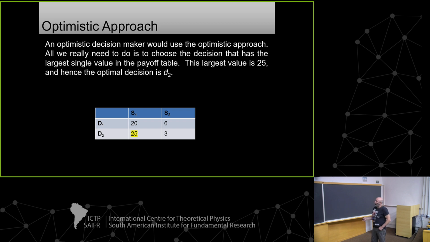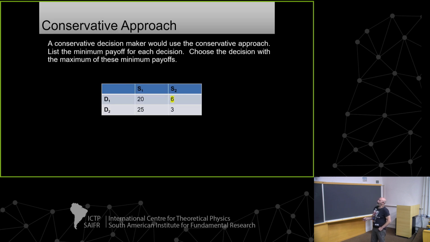On the contrary, a conservative decision maker will choose 6, because he or she will consider that the worst scenario is the one that is going to happen. This is the worst scenario because the payoff is lower than here. But in this scenario, this decision maker will choose the one with the highest payoff.